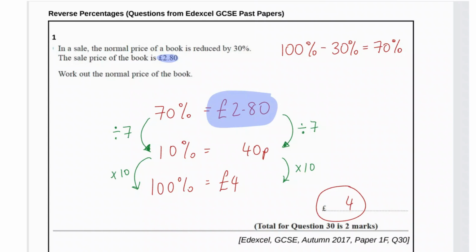If you ever want to check whether you've done it right, you can always think, right, let's take 30% off what I think the answer is. So in this case, 10% would be 40p, 30% would be £1.20, and if you take that off £4, you do get £2.80. So you can always check whether you did it right by reducing it again.